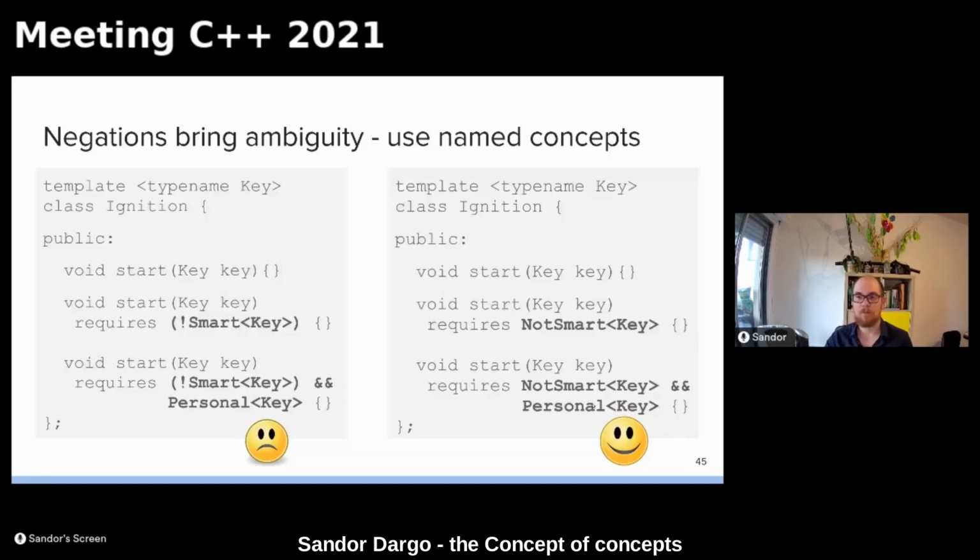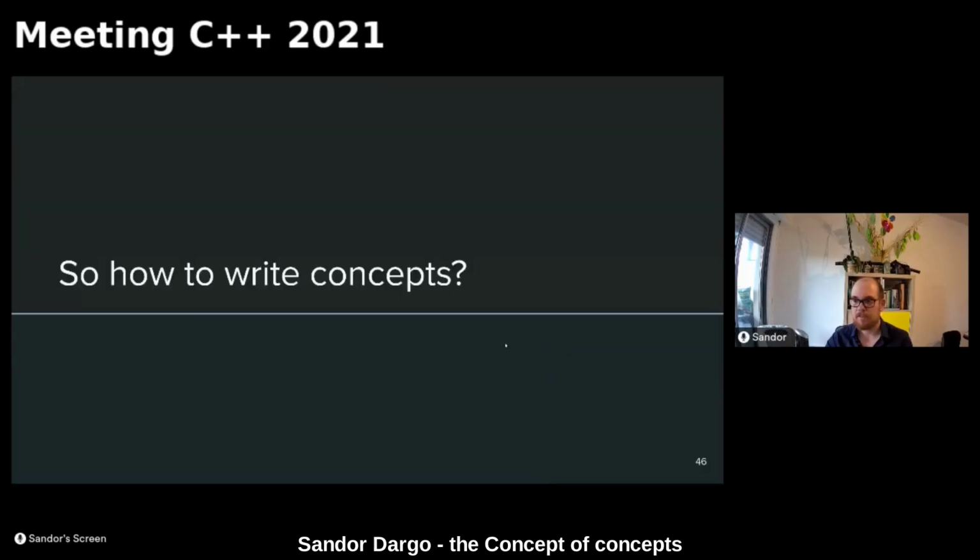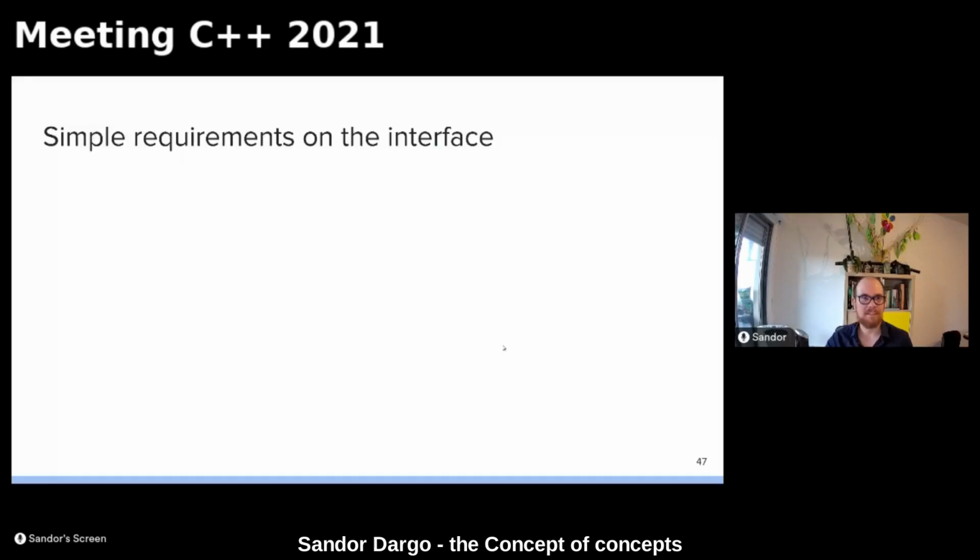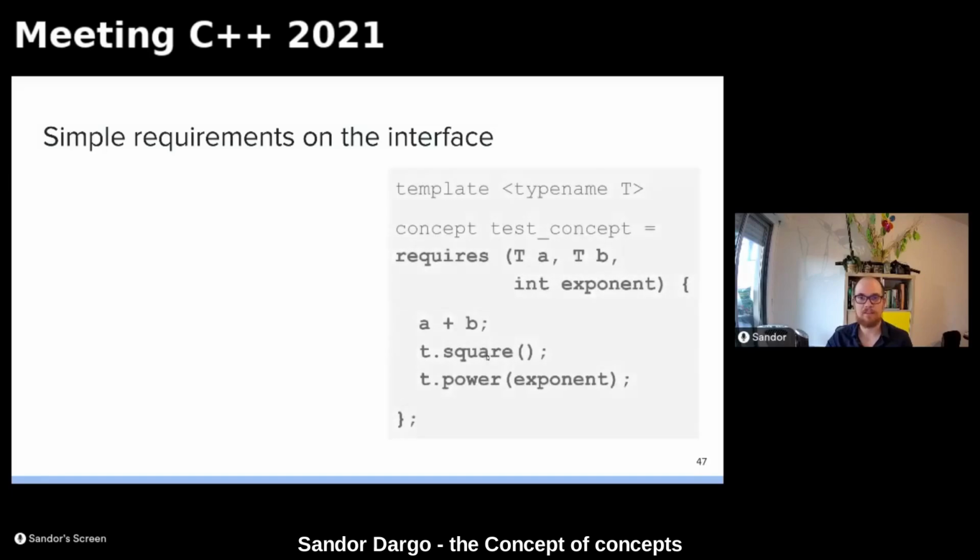If you are interested in more substantial rules, go to that article. I will share the link later on. So let's go back. How to write those concepts? How to write first some simple requirements on the interface. So what I call this is wishful writing.